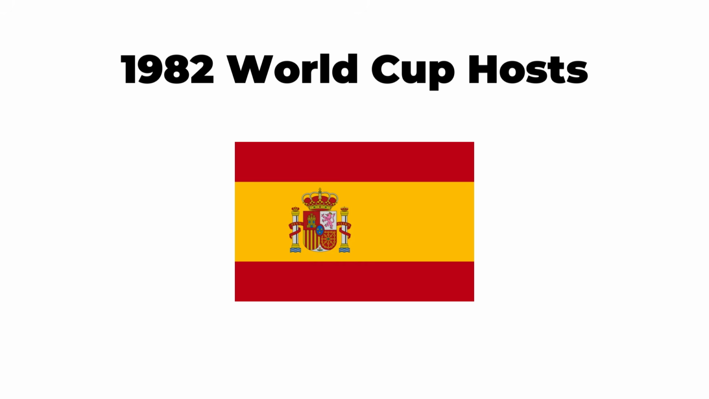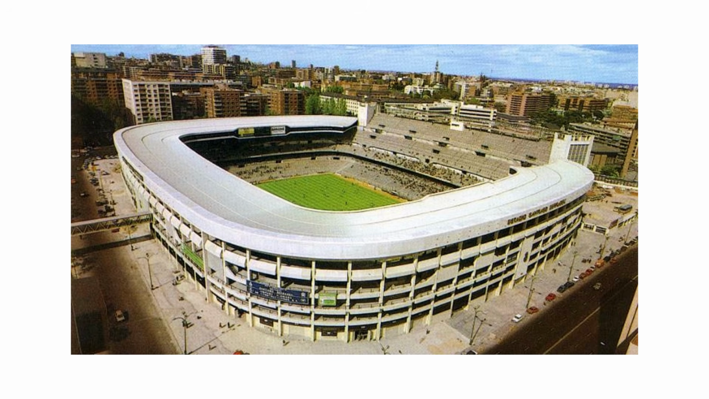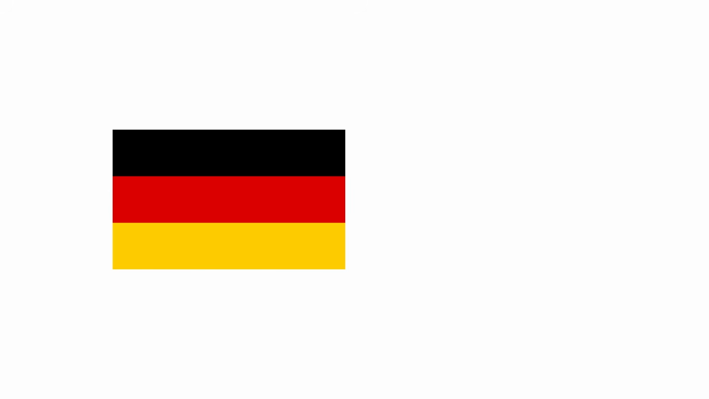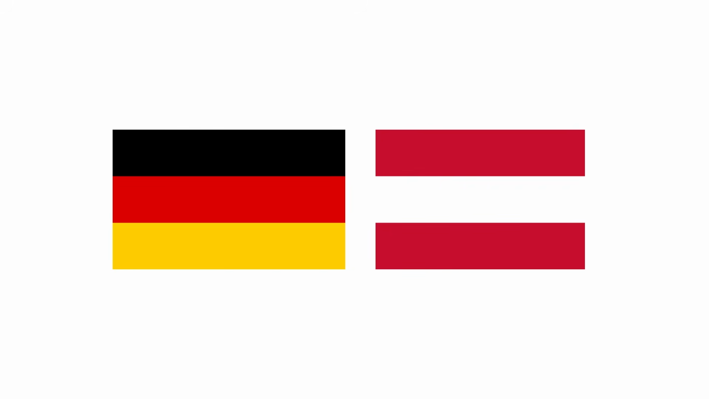So it's time for 1982. Now we're going to Spain, and for the final, we're going to Santiago Bernabeu in Madrid. There, the two nations that met were Italy and West Germany, and for one of them, it's going to be the third World Cup win. Although we have to mention how West Germany advanced from the first group stage together with Austria.